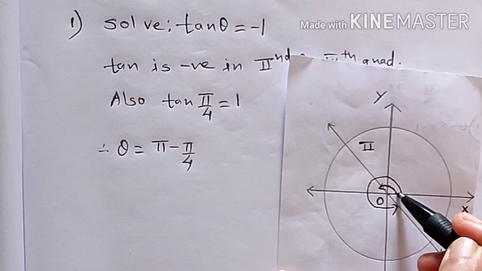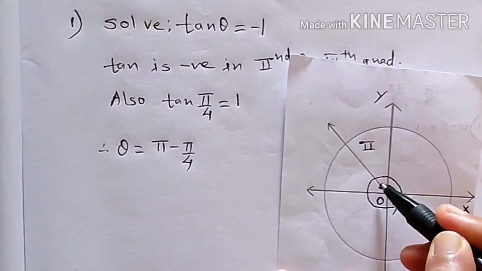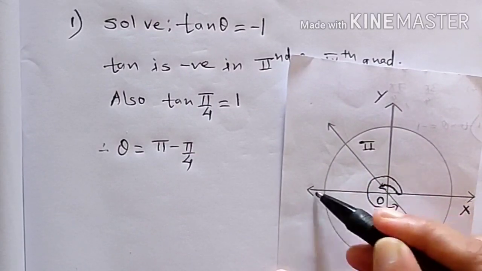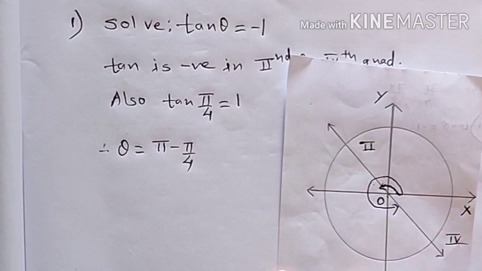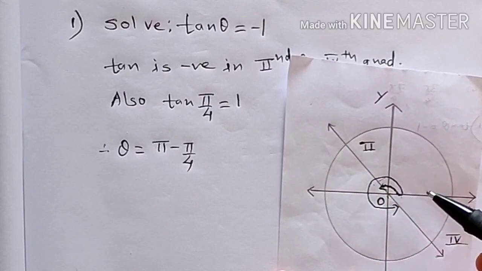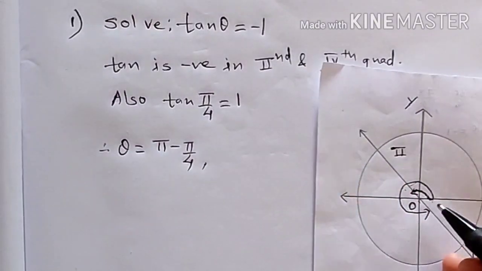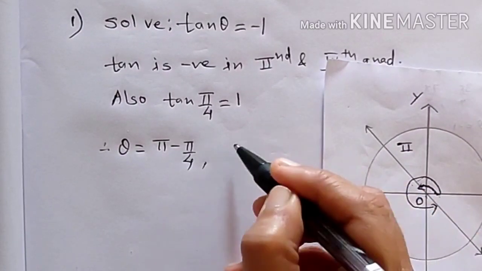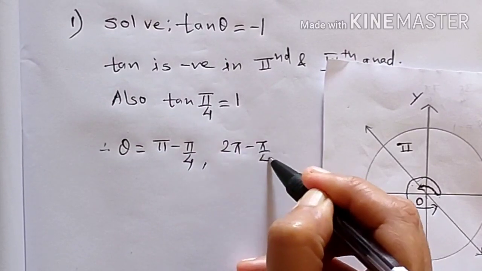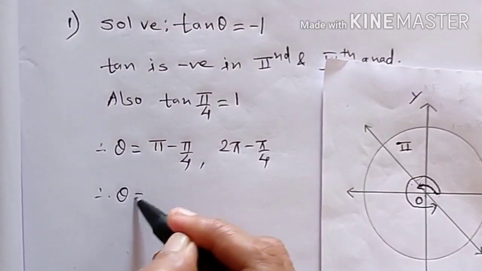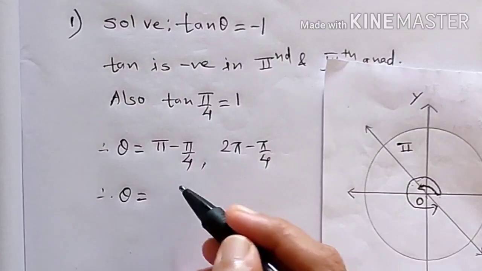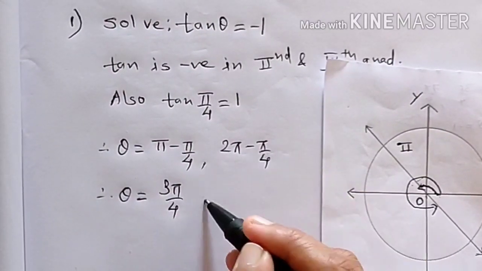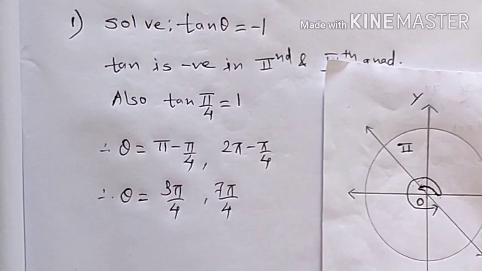I hope this point is clear. We want to consider this particular angle. We know that the angle this line makes with the x-axis is pi by 4. So pi minus pi by 4 will give you this required angle. And the second possibility is this particular angle, which is nothing but 2 pi minus pi by 4. Therefore, pi minus pi by 4 is 3 pi by 4 and 2 pi minus pi by 4 is 7 pi by 4.